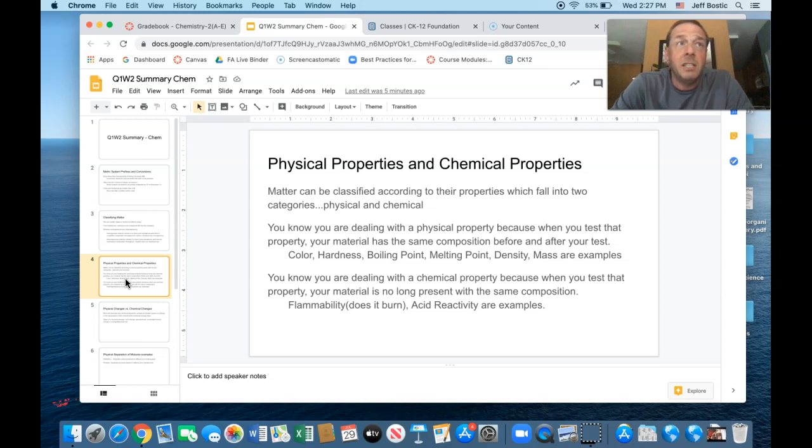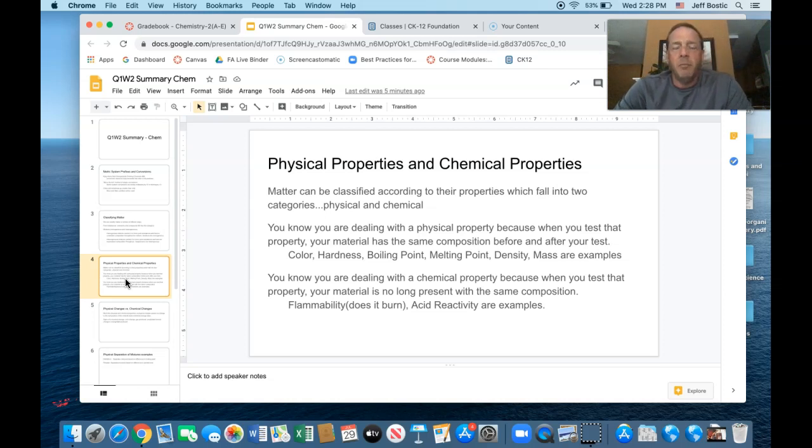For instance, if you test the melting point of water, you'll start with ice and start heating it up to a certain temperature, and at a certain temperature it will start to melt. Well, guess what? Before it melted, it was ice, H2O, water, and after it melted, it is water, H2O. So water before, water after, and you now know that the melting point is 0 degrees C. Congratulations, you just tested a physical property.